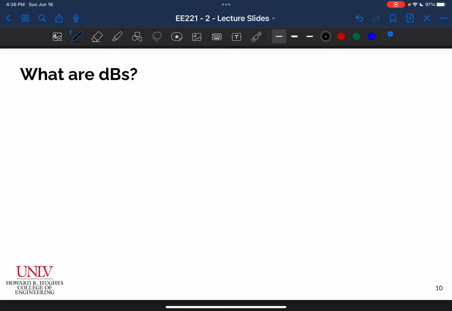All right, so what are dBs? Again, dBs are decibels. I think that it's typically written like this, but it would probably make more sense to note that the unit that we're talking about here is actually the bell, which is a unit to measure ratios of power.